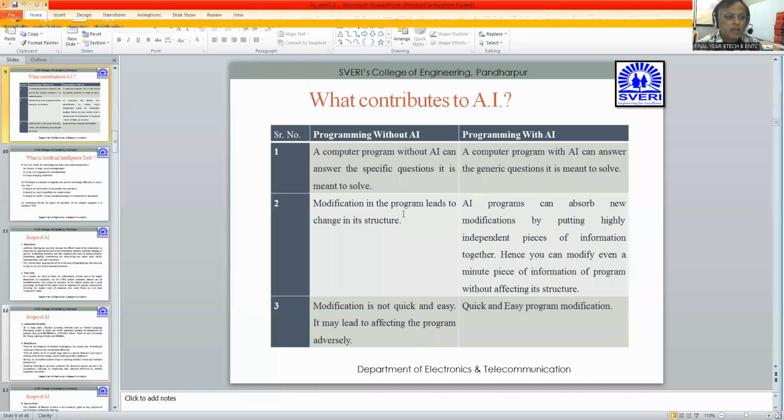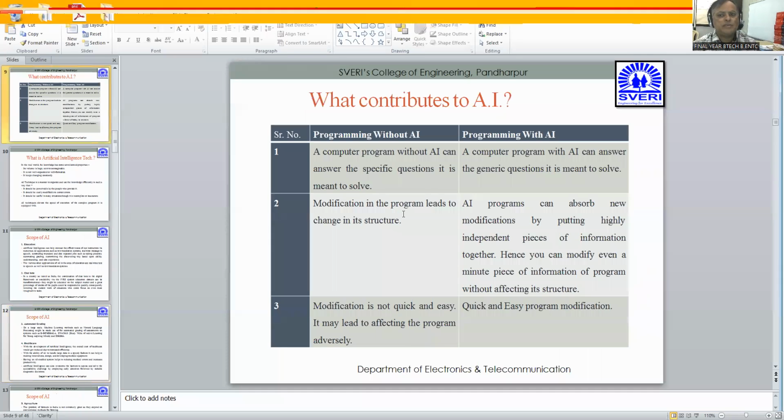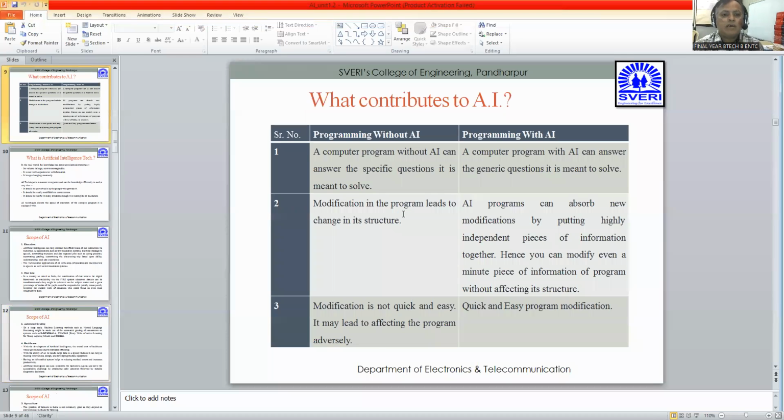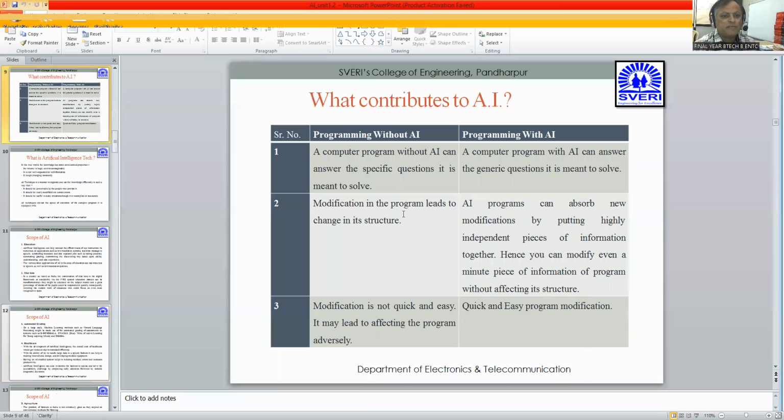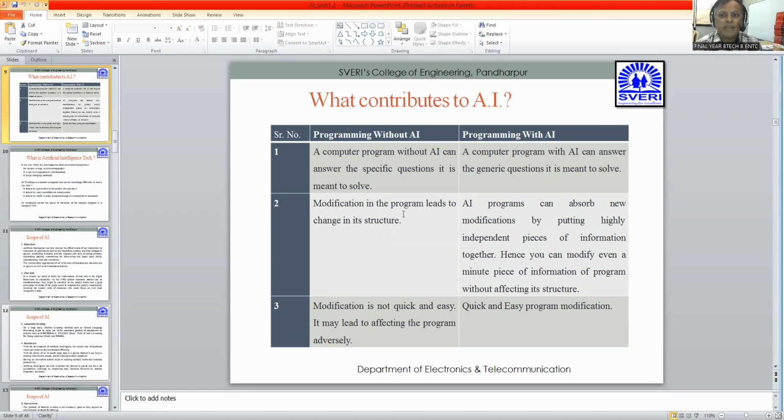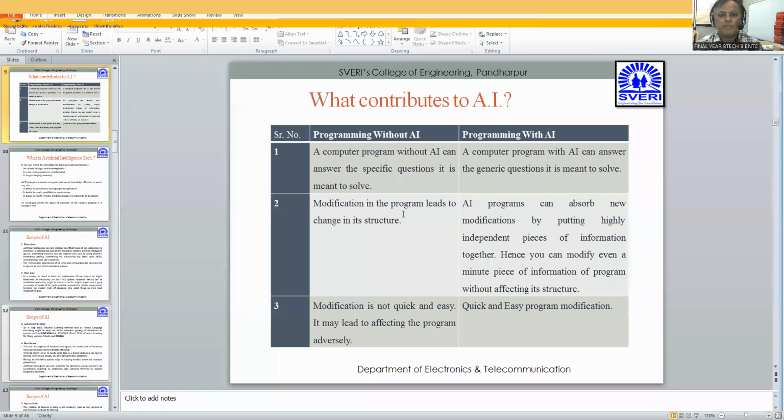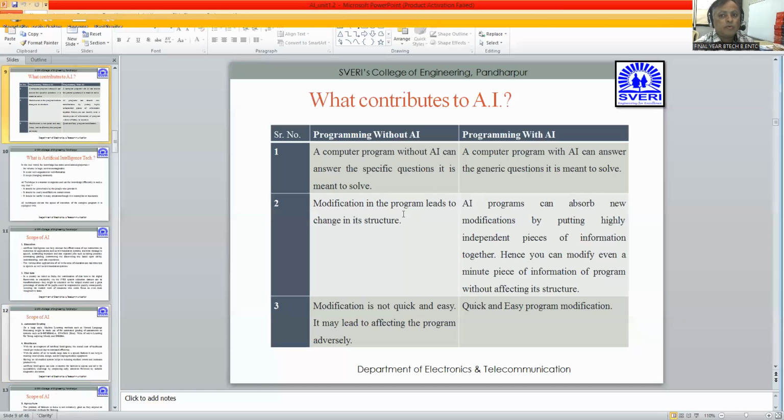Up till now, in the last lecture, it was just a revision. Now we'll move to the next concept: what actually contributes to AI? Under that, I have taken the difference between programming without AI and programming with AI, because when the intelligence part comes into the picture, the programming becomes very different. So we should know what happens when you program with AI and without AI.